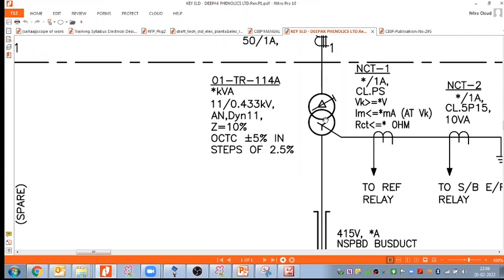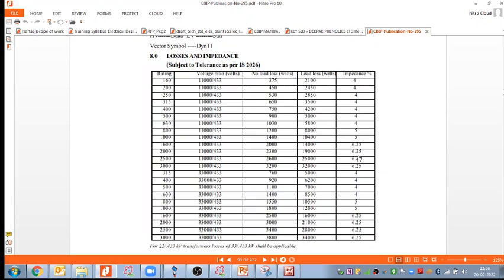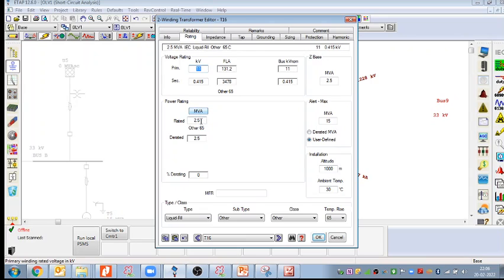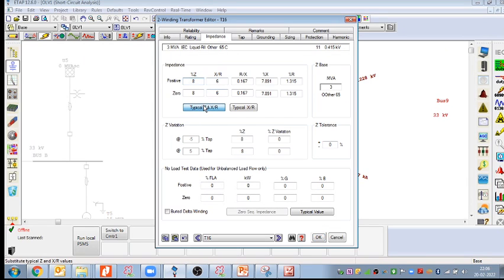So for 3000 kVA, the impedance rating as per the standard should be how much? 6.25, right? 6.25 it should be. Let us go to the 3 MVA, and then go to the percentage.